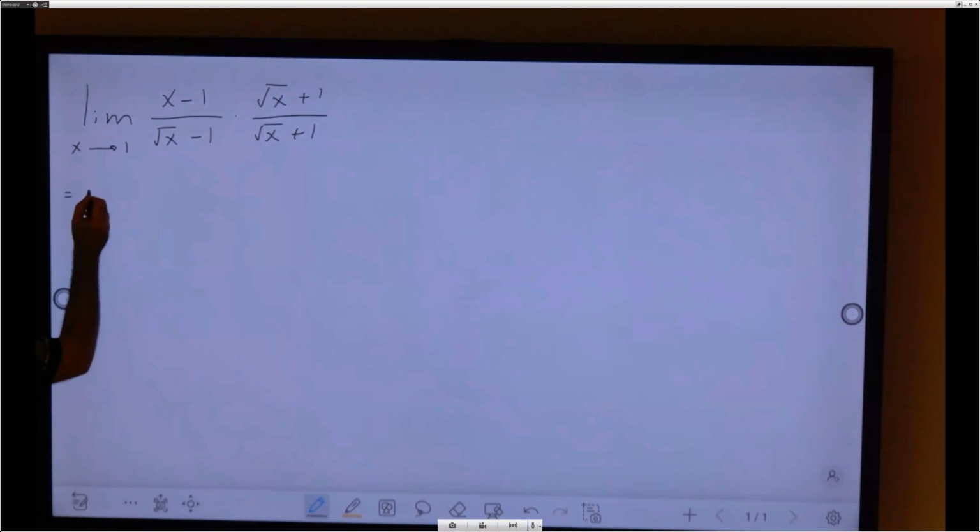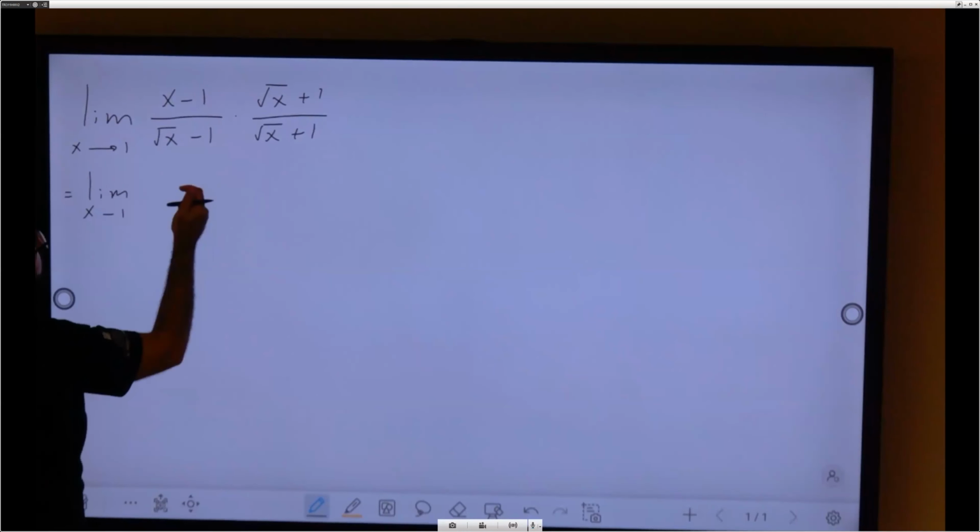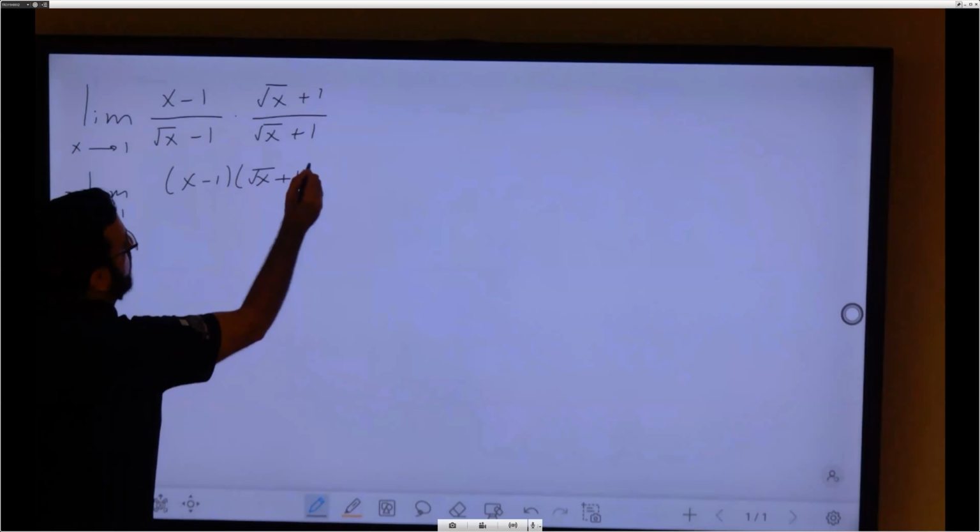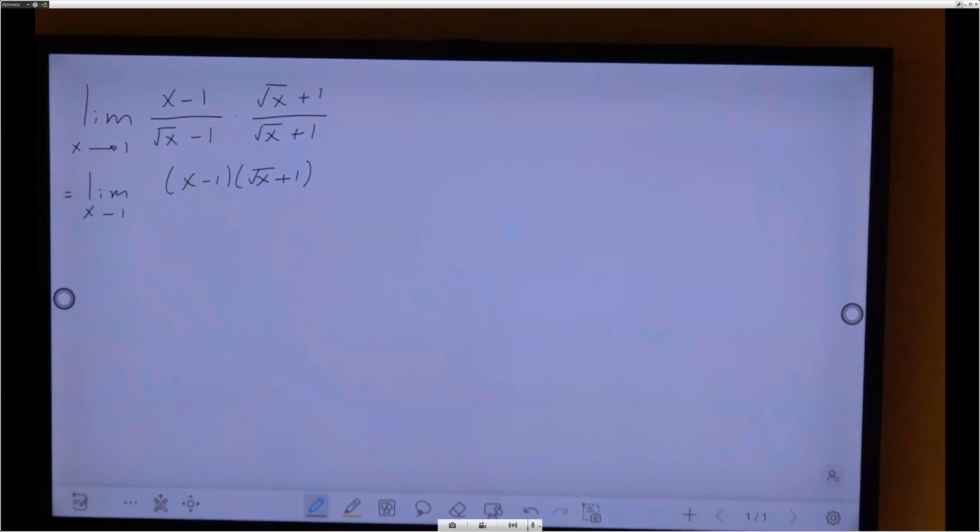That means this one is going to be equal the limit of x minus 1. On the top part, I'm not going to care, I'm not going to distribute. I'm just going to say it's x minus 1 times the square root of x plus 1. Don't make it harder. You're going to distribute and then just keep it like this.